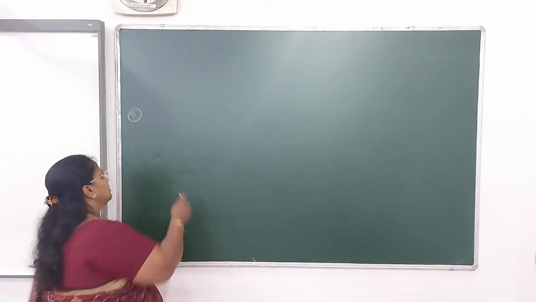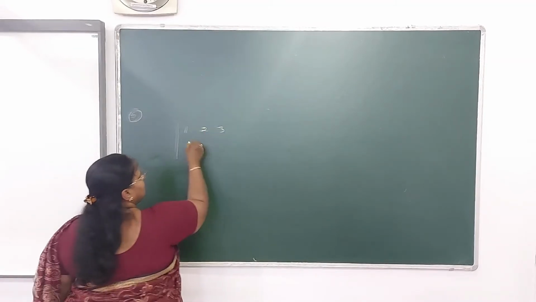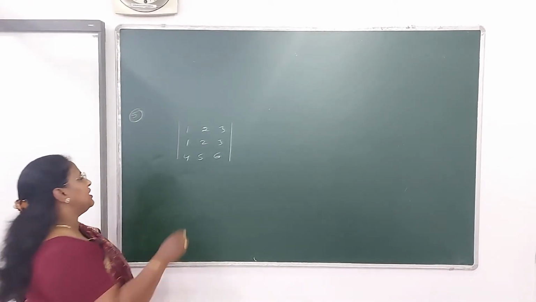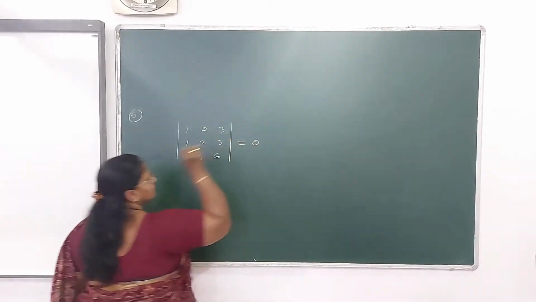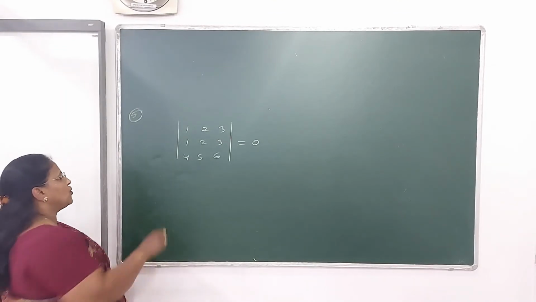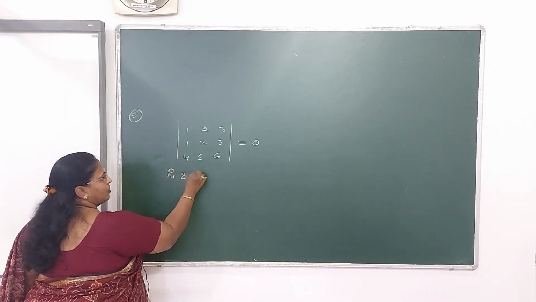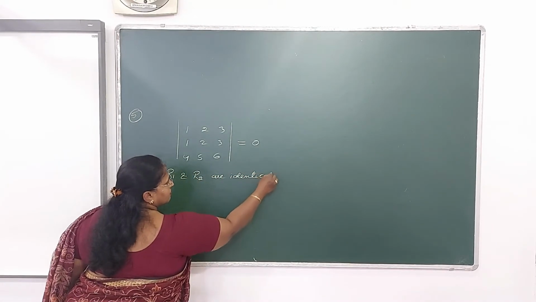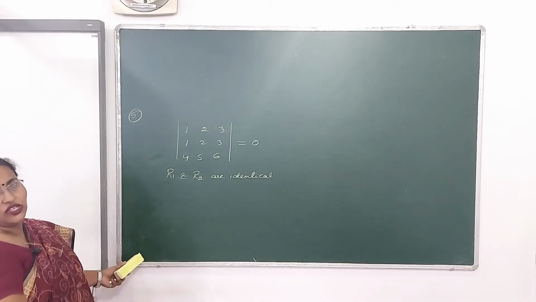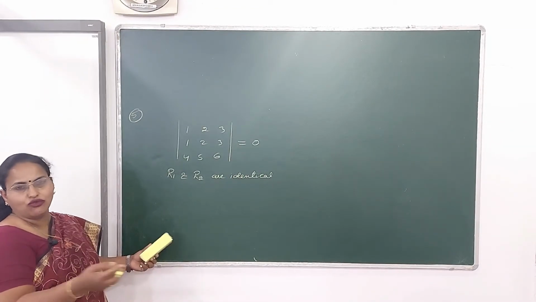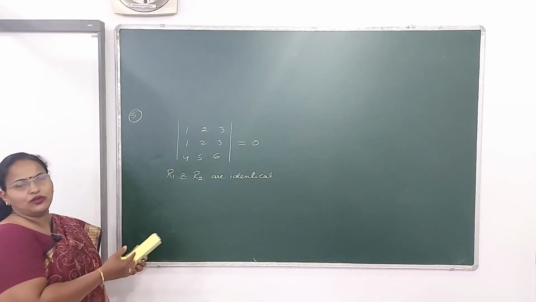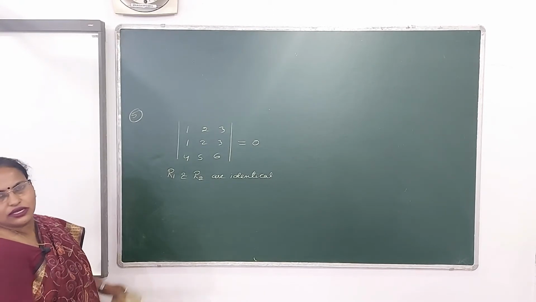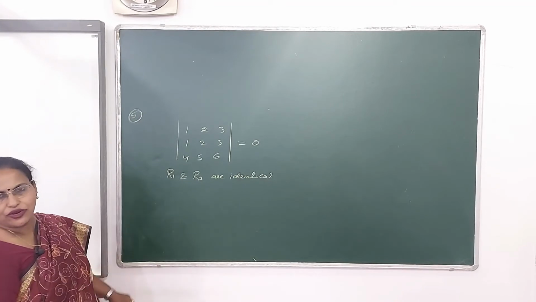You can check this. Let us see the determinant 1, 2, 3, 1, 2, 3, 4, 5, 6. If you expand this determinant, definitely the answer will be 0. So what you will write down here is R1 and R2 are identical, they are the same. You can check this also. Now you know very well how to expand it. Taking any row or any column, you expand it and definitely you will get 0. So I don't think, children, any explanation is required for this. This you can do on your own.